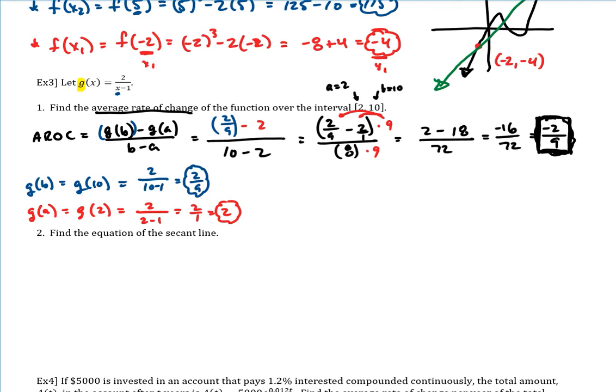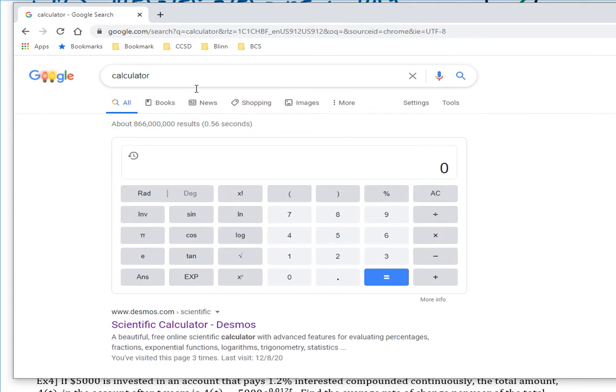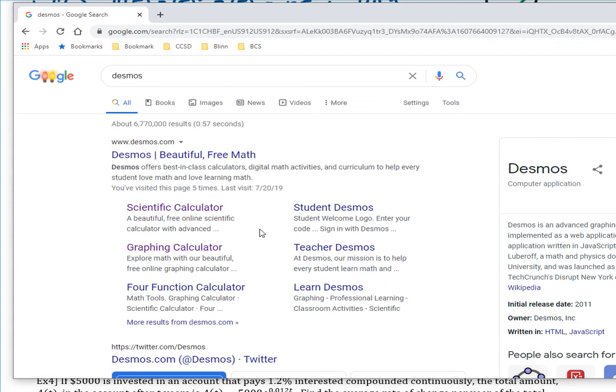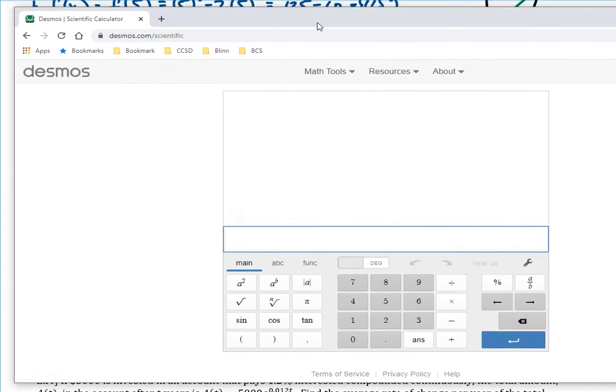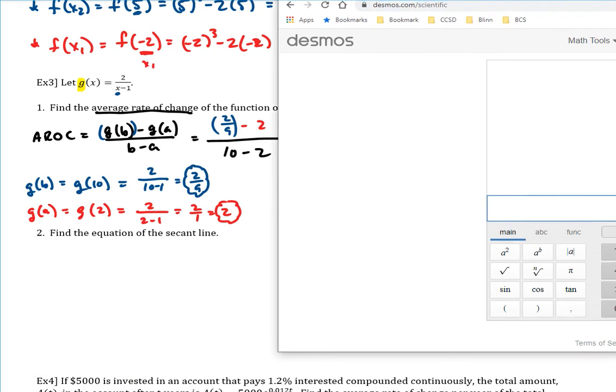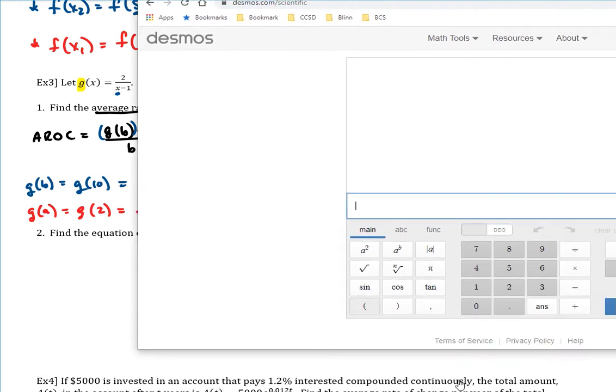Now, again, you could use a calculator if you want. I'm going to pull it up real quick just to show how you could enter it in. Here's Google's, but instead, let me just go to Desmos. I'm going to use the scientific calculator so I can plug it all in. So 2/9. So I have, let's do 2 parentheses, 2 divided by 9.